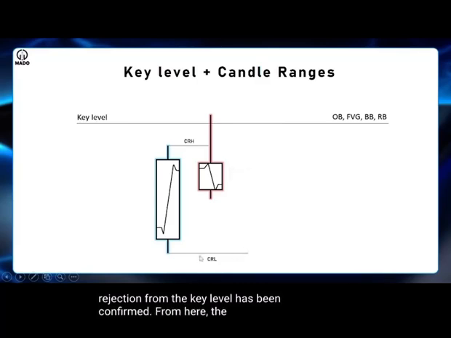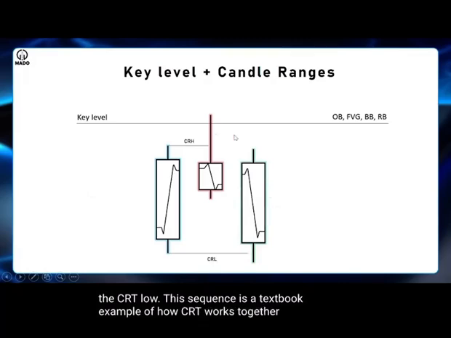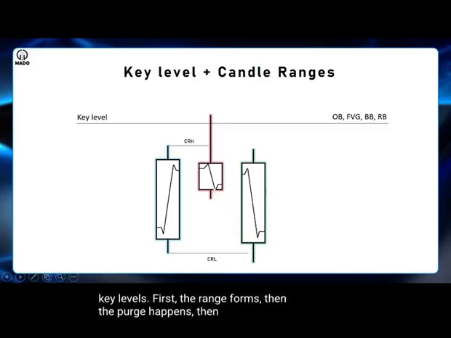From here, the expectation shifts to the expansion phase, where price is likely to move toward the opposite side of the CRT, in this case, the CRT low. This sequence is a textbook example of how CRT works together with key levels. First the range forms, then the purge happens, then the reaction at the key level, and finally the expansion toward the other side.